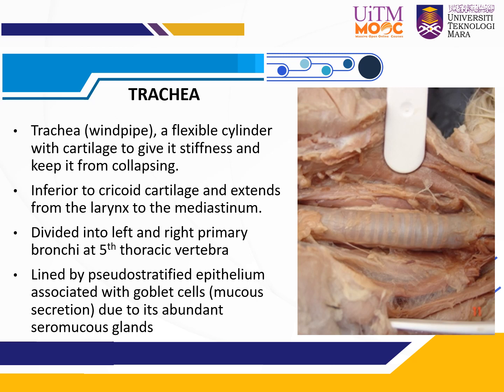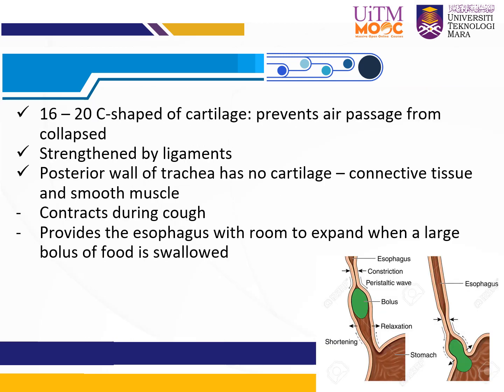The trachea is lined by pseudostratified epithelium associated with goblet cells that are involved in mucus secretion, due to its abundant seromucous glands. The trachea has 16 to 20 C-shaped cartilages that help to prevent the air passage from collapsing. It is strengthened by ligaments.